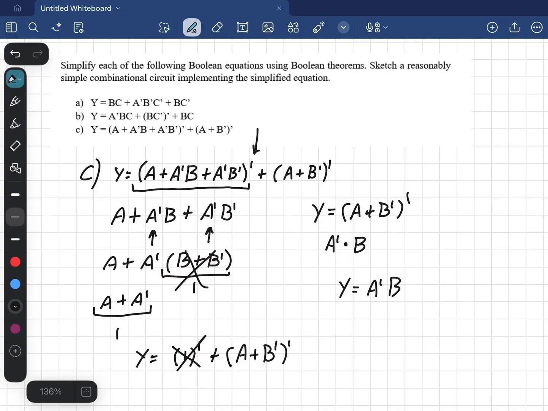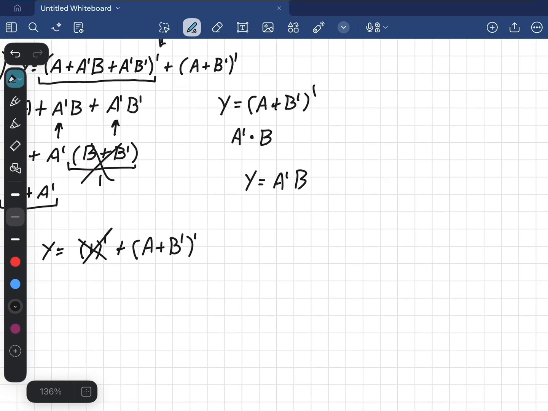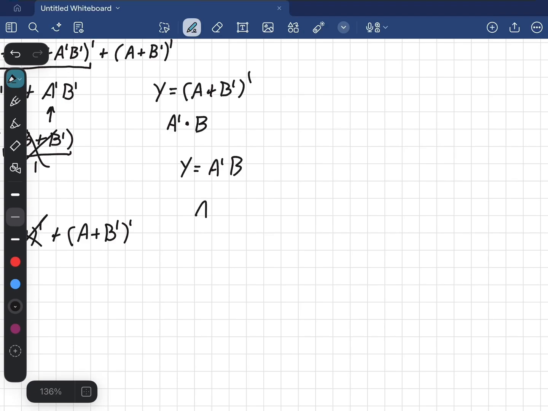And to sketch the simplified gate diagram, we'll write our variables A and B. A will be inverted, and they will both pass through an AND gate with the output Y. And this is your final answer.